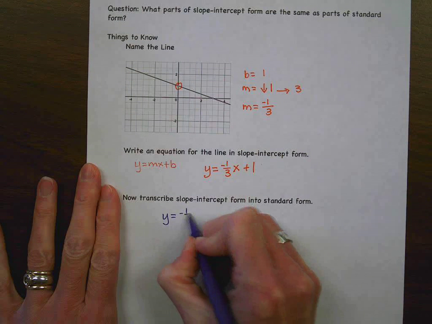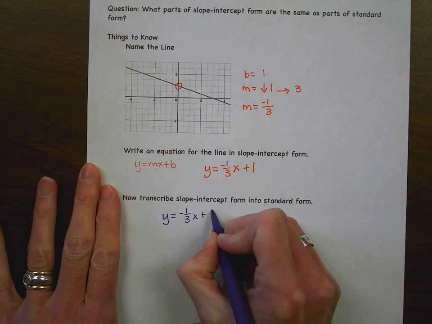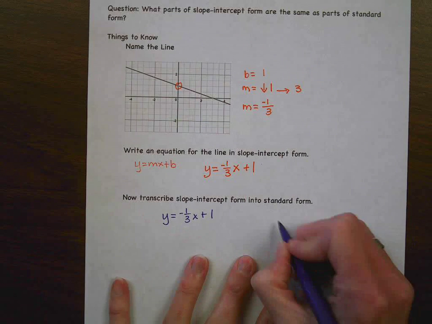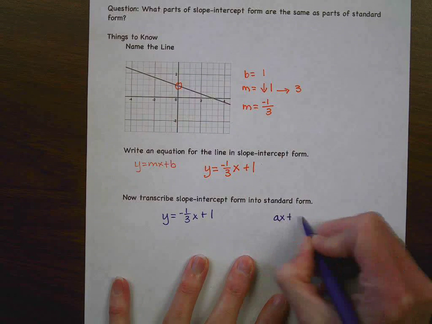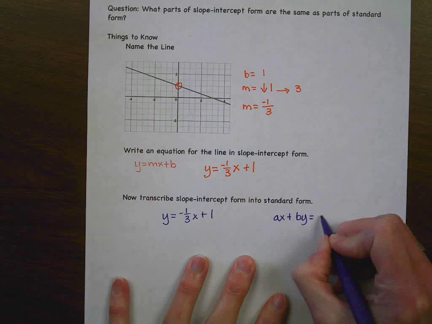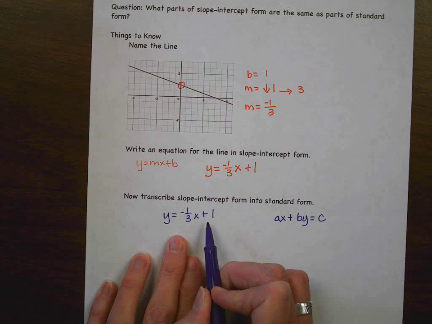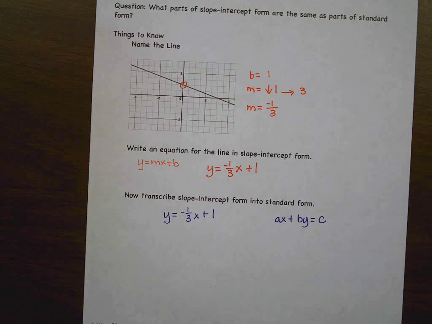So I have y equals negative 1/3 x plus 1. And if you remember this, we know that standard form is ax plus by equals c. So if we're looking at this, we know that the plus 1 is my c.